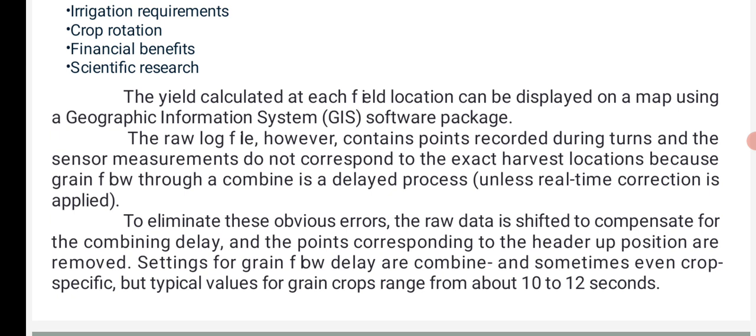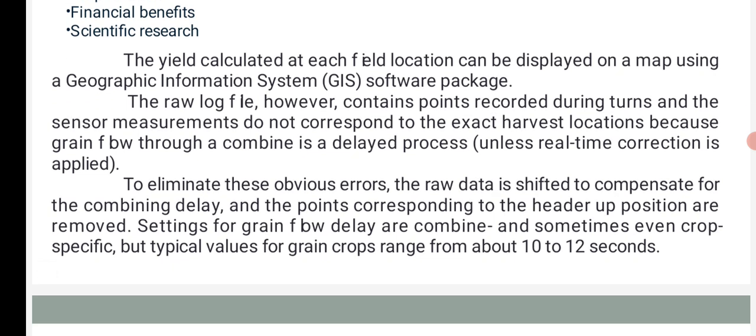The yield calculated at each field location can be displayed on a map using a geographic information system software package. The raw log file, however, contains points recorded during turns and the sensor measurements do not correspond to the exact harvest location because grain flow through a combine is a delayed process. To eliminate those errors, the raw data is shifted to compensate for the combine delay, and the points corresponding to the header up position are removed.